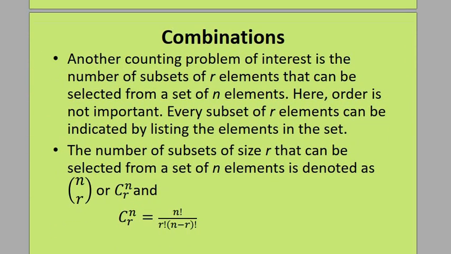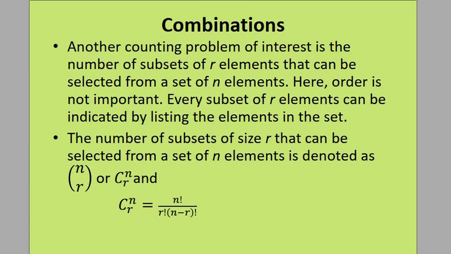And then a combination is interested in the number of subsets of elements that can be selected. So with a combination, we are interested in the number of subsets, the number of selections of elements. Here order is not important, so every subset of elements can be indicated by listing the elements in the set.